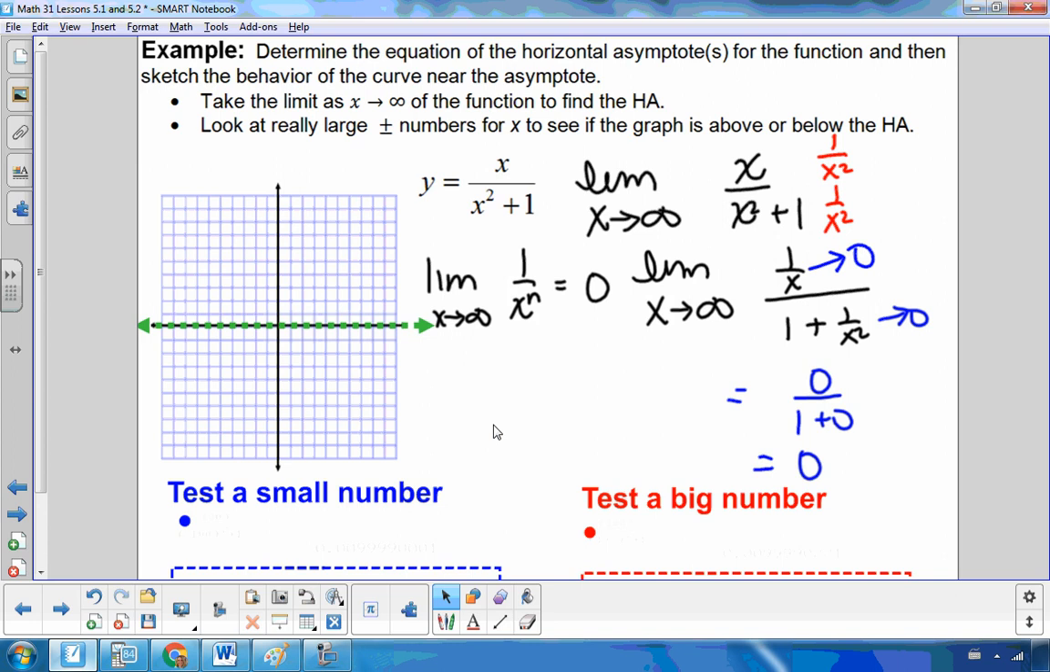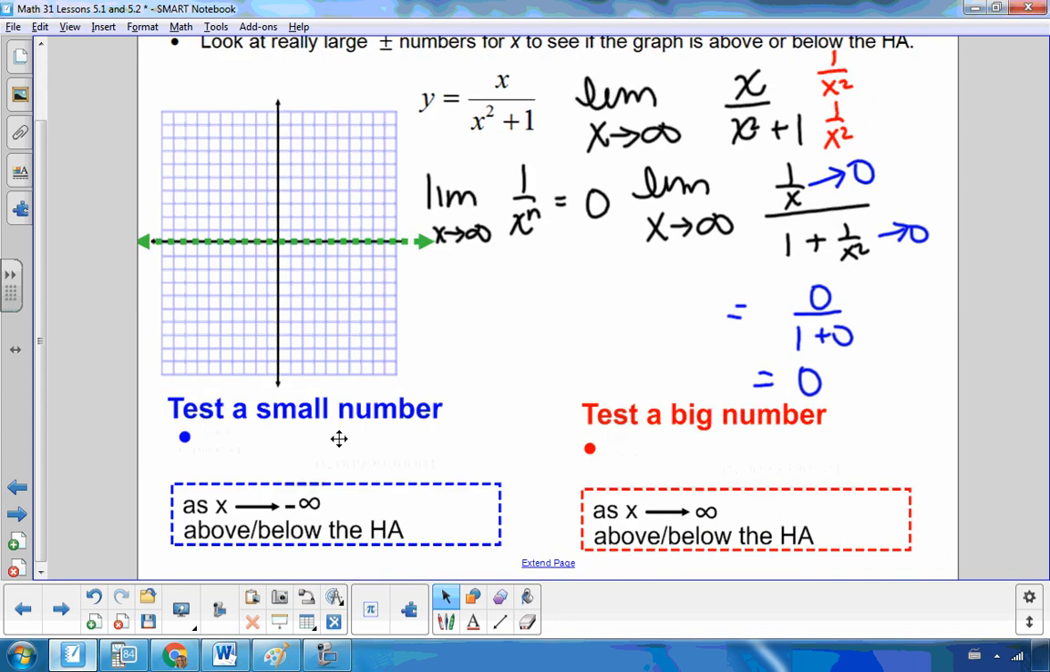So I want to look at the ends of the graph, the extreme ends of the graph. Am I above or below? Let's start with the negative direction. I want to test a really small number. I'm just going to always go with positive and negative 100. So if x was negative 100 and I put it into this original function, would I be above 0 or below? Plugging it in, you can see that compared to the horizontal asymptote at 0, I am actually below. So I know the ends of my graph will be below.